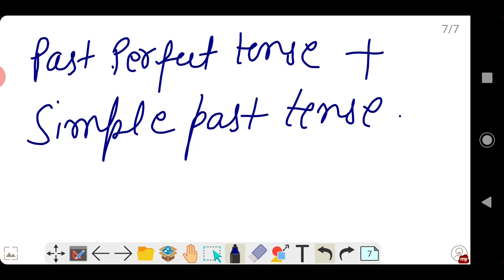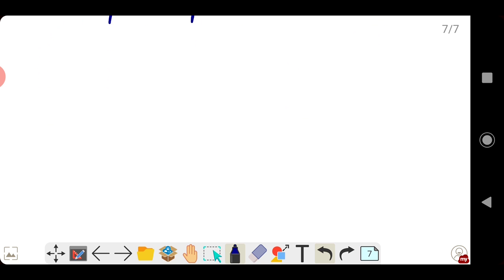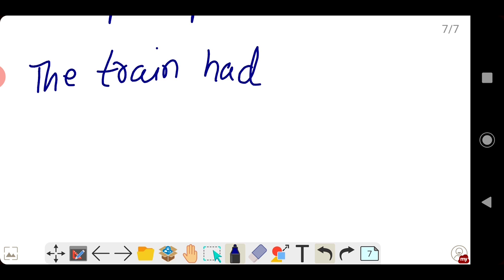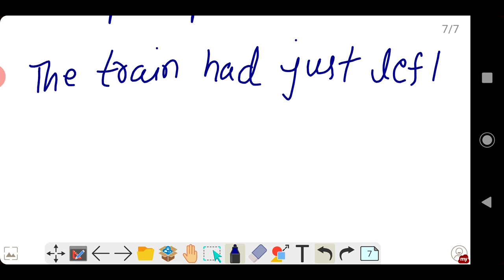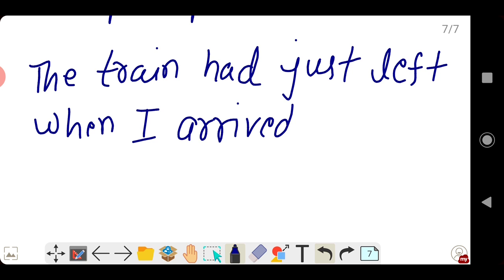If you look at this sentence, there are two parts. One is, she had just left. The word just is being used in this example. Let me write the example. The first one: the train had just left when I arrived at the station. Very famous example, by the way.